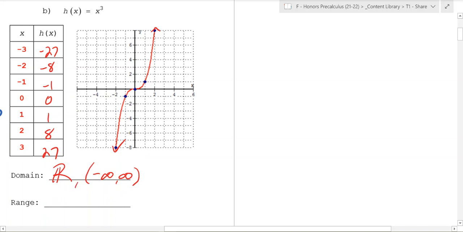Now, what about the range? Meaning, what part of the y-axis is covered by the outputs? Is there any output that you can't get? Well, in this case, it goes negative and positive, and it covers all of the possible real numbers going up and down. So in this case, the domain and range are the same. You end up with the same thing for domain and range, all real numbers.